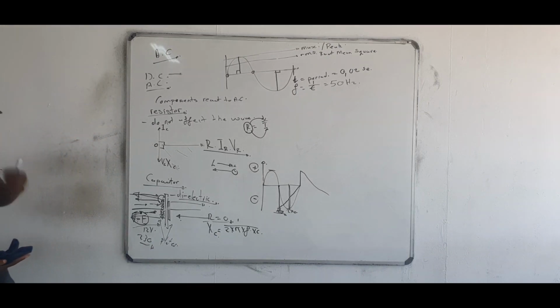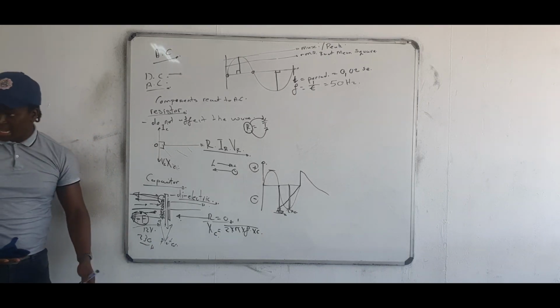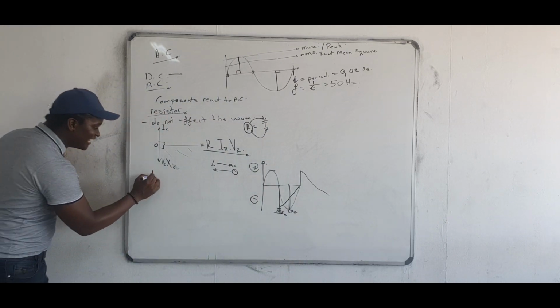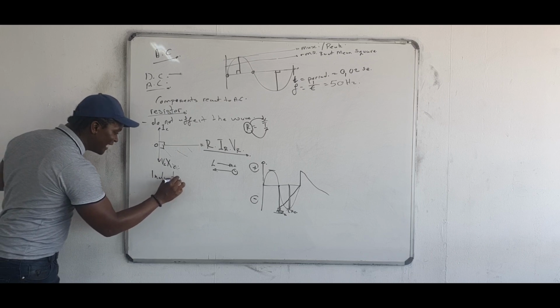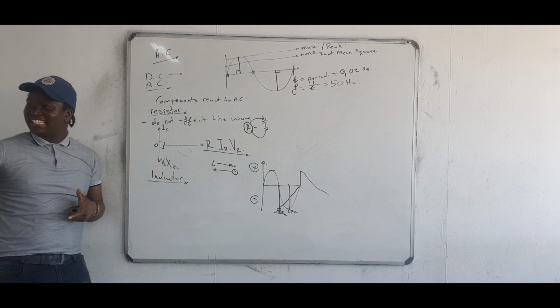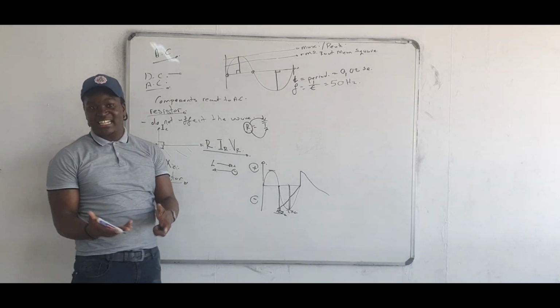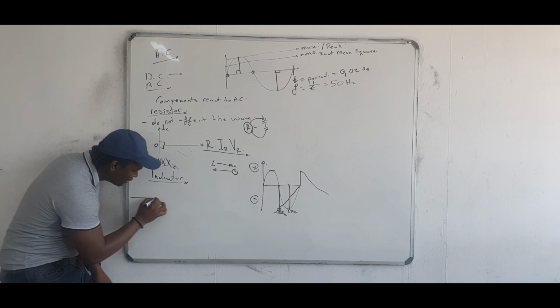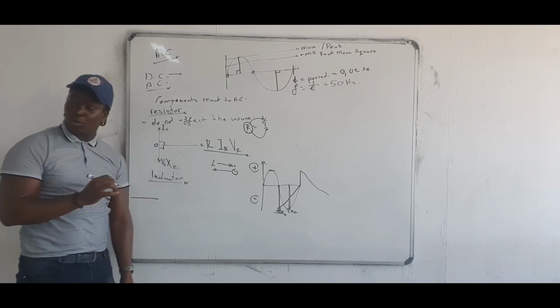Okay, let's look at the last part. Let's look at the inductor. I'm going to wrap this part up. Let's see how exactly an inductor functions. An inductor is the last part. Now, let's look at exactly what an inductor is before we talk about how an inductor functions. An inductor is a wire, just a wire.